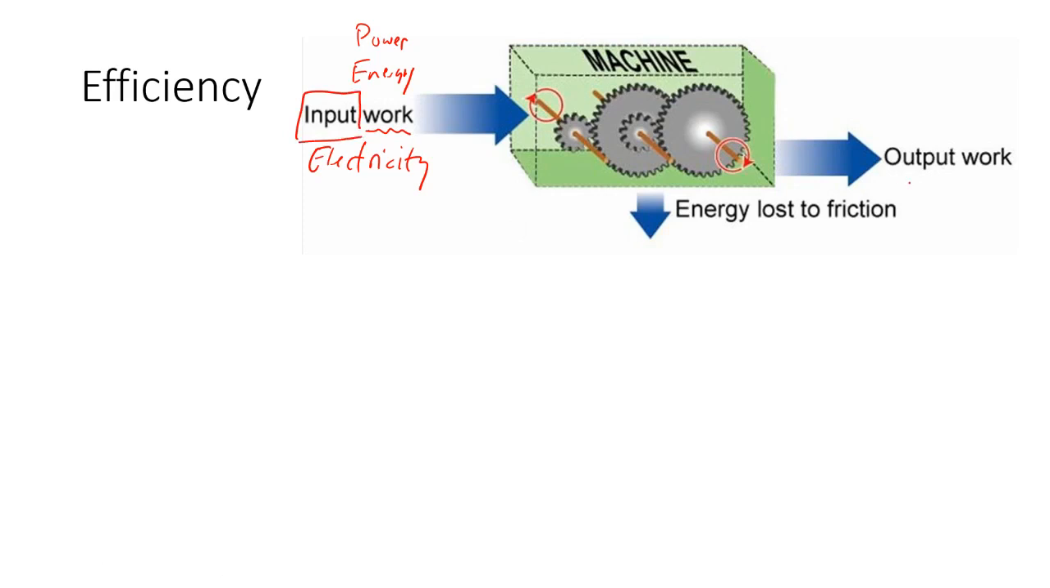Now, whenever we use a machine, the output that we get is never going to be equal to the input, because we always have some little bit of energy that is lost. And that's either due to friction or to heat.